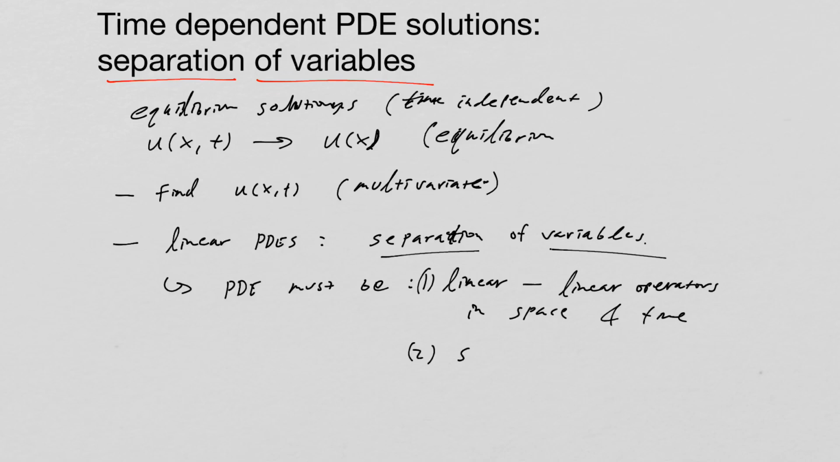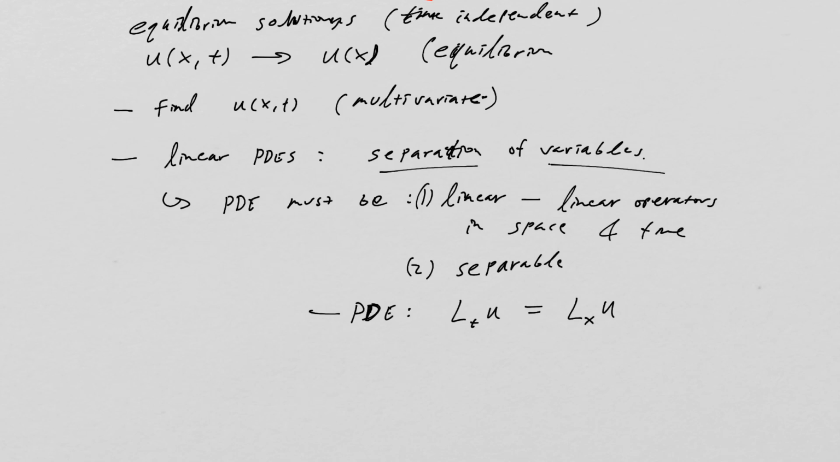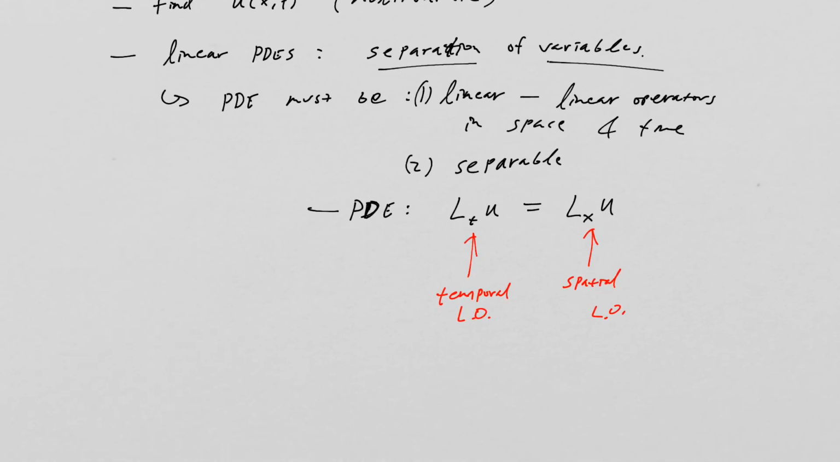Two, another one is that they have to be separable. What this means is essentially your PDE has to be of the form LT of u equals LX of u, where LT is a temporal linear operator and LX is a spatial linear operator. So it's best to give an example of what we're talking about here.